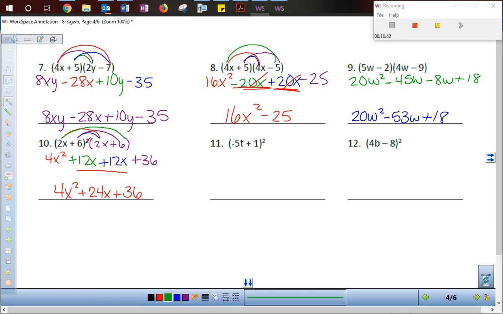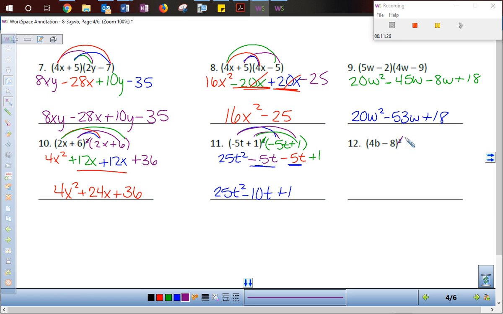Let's try it again on number 11. Again, instead of squaring it, cross out that squared and rewrite it as negative 5t plus 1. Now I can FOIL. First gives me 25t squared. Outside will give me negative 5t. Inside will give me negative 5t. And last will give me positive 1. Now if I combine my inner terms here, I'm left with 25t squared minus 10t plus 1. Go ahead and pause the video and do number 12 on your own.